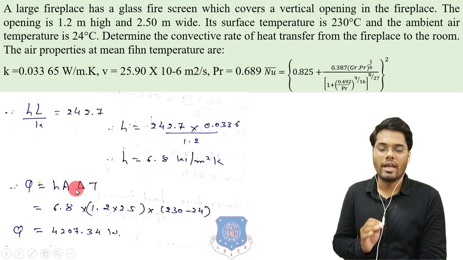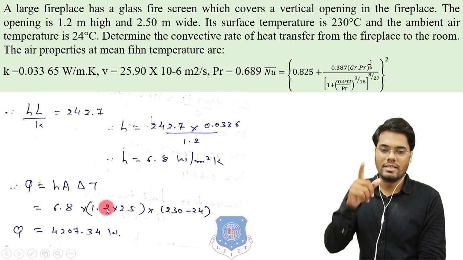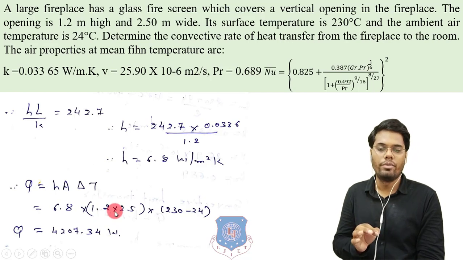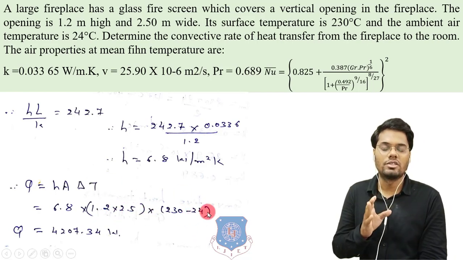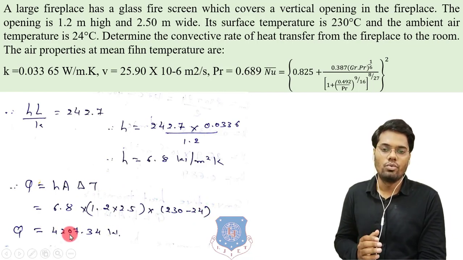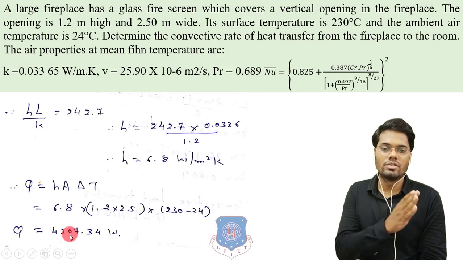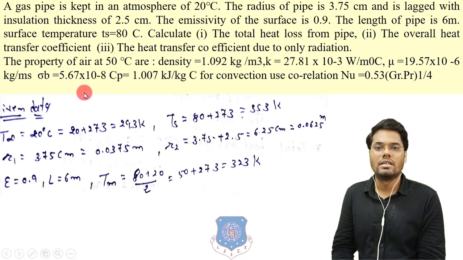Now putting the value of h in h A delta T, A is the surface area of that glass, which is its height into width, 1.2 meter into 2.5 meter. Delta T is the temperature difference, 230 minus 24, Ts minus T infinite. By solving this equation, we will get Q as 4207.34 watt. Moving towards the next question.